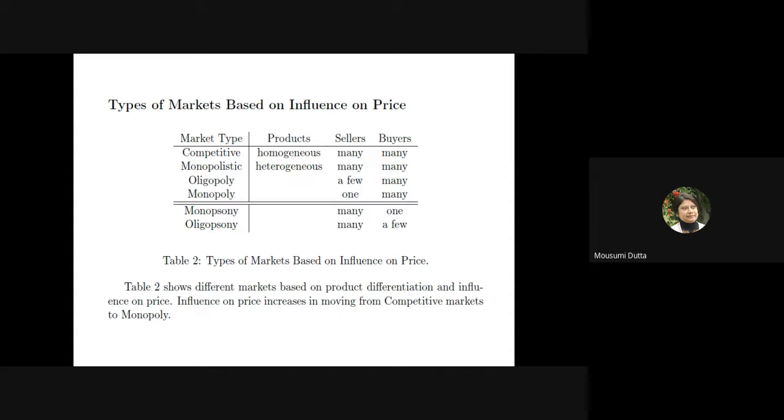The first type of market I am mentioning is the competitive market. I am writing competitive market. Those who have some knowledge about economics are familiar with the term. Which term are you familiar with? Perfect competition. Very good. So competitive market or perfect competition, we call it perfect competition.